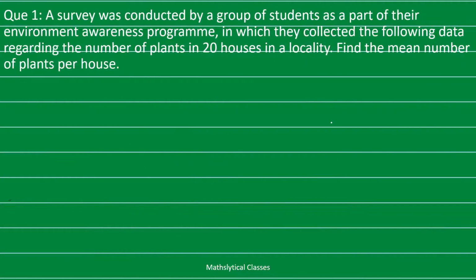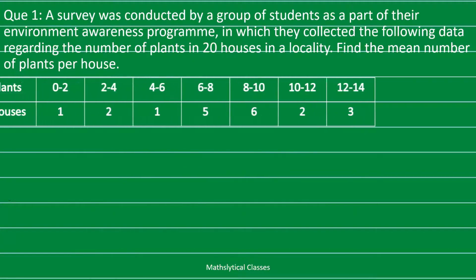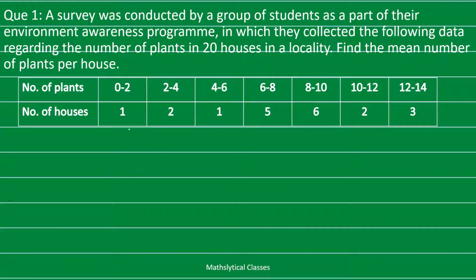See this question. A survey was conducted by a group of students as a part of their environment awareness program, in which they collected the following data regarding the number of plants in houses in a locality. Find the mean number of plants per house. Number of plants and number of houses are given. This is grouped data, and the entries are very small, 0 to 2, 2 to 4, and the frequencies are 1, 2, 1, 5, 6, 2, 3.